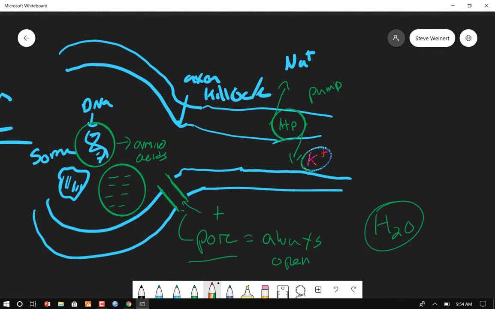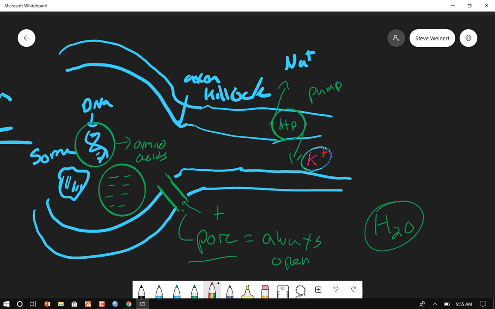Kicking out sodium, dumping in potassium. So far, so good? Okay, so if we look at this periodic table, as you go down the table, the molecules get bigger. As you go down the chart, the molecules get bigger.